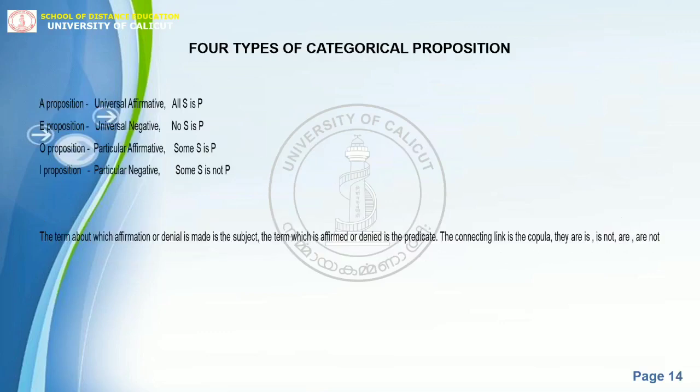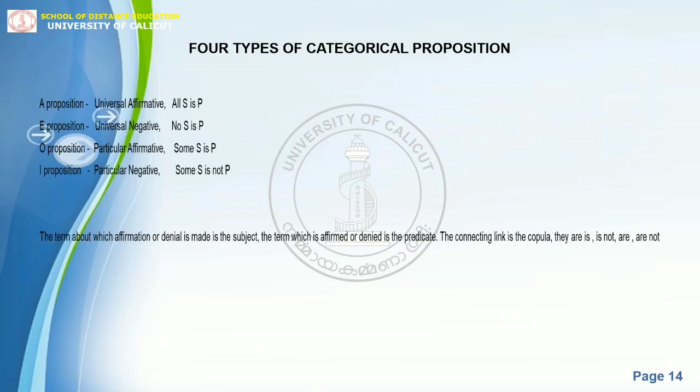Four types of categorical propositions. The A proposition, which is called universal affirmative: All S is P. The E proposition, which is called universal negative: No S is P. The I proposition, which is a particular affirmative: Some S is P. The O proposition, which is a particular negative: Some S is not P.